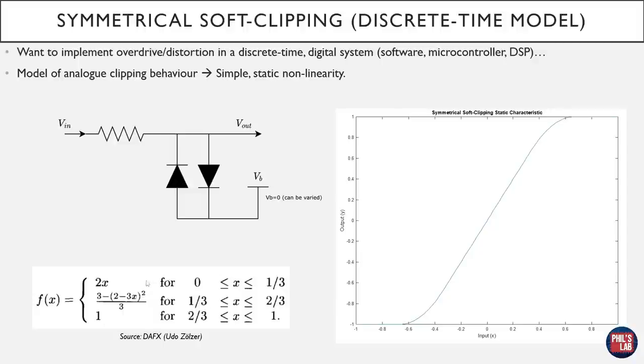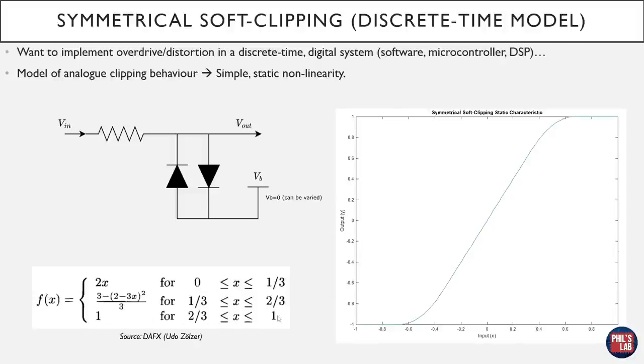We can, of course, play around with the values, but this exact function will map to this graph on the right-hand side. So between 0 and 1/3 of our input voltage, we get 2 times the output voltage, so we do have some gain if we want. We'd, of course, put an amplifier beforehand. The knee is described by this quadratic function between 1/3 and 2/3 input voltage, and the hard clipping is simply a saturation to 1 for an input voltage of 2/3 to 1.